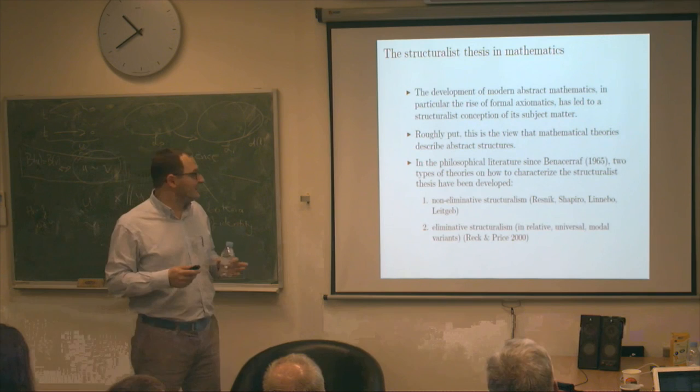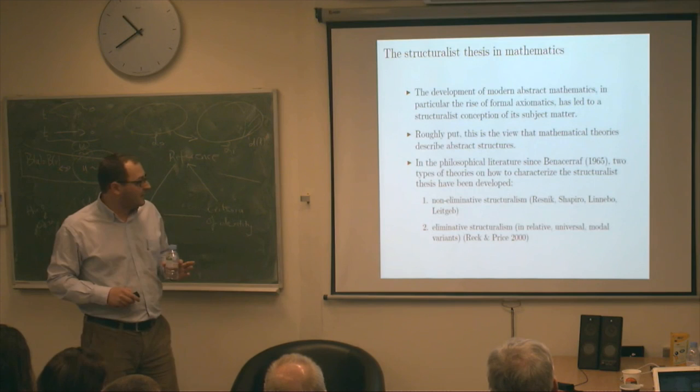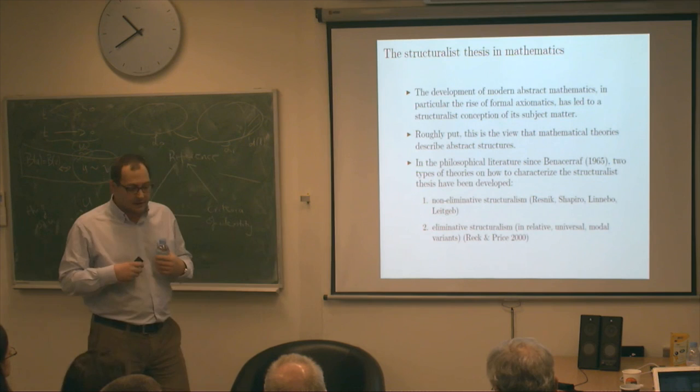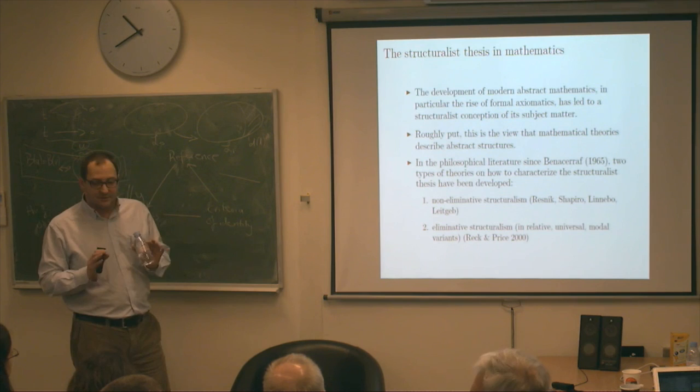The first family of theories is usually labeled non-eliminative structuralism, and this includes work by Michael Resnik, Stewart Shapiro, also Linnebo to a certain degree, and recently there's been work by Hannes Leitgeb on a graph theoretic approach to structuralism. So this is roughly the first family, and the second family of theories is usually labeled eliminative structuralism.